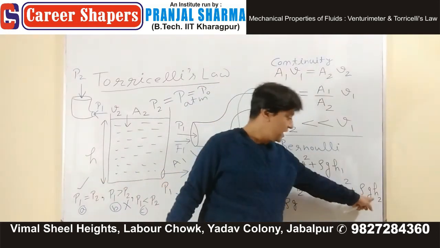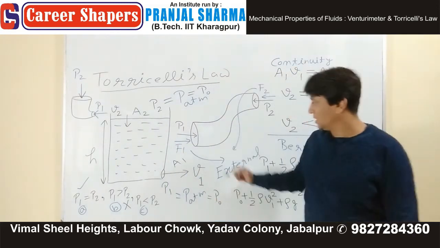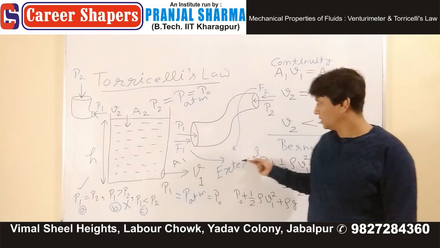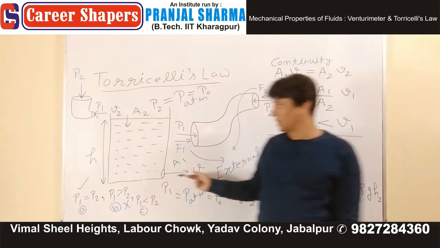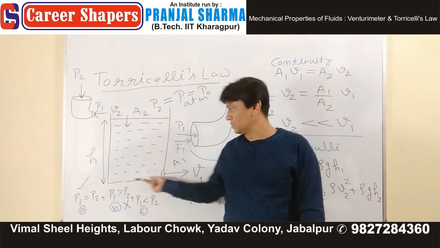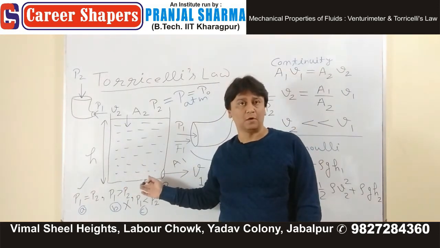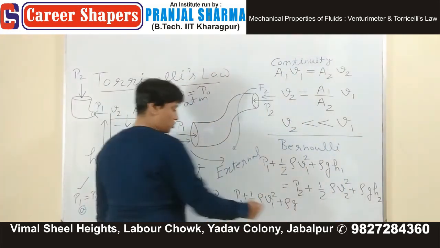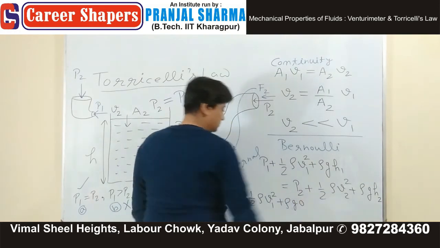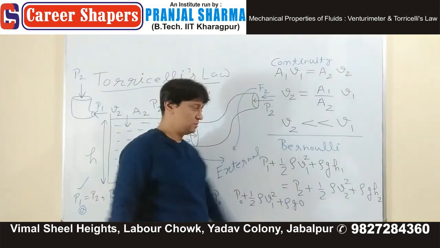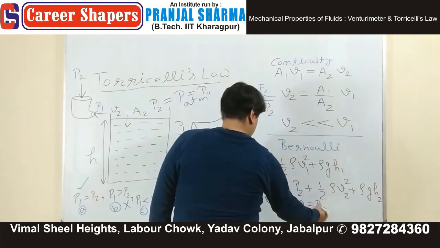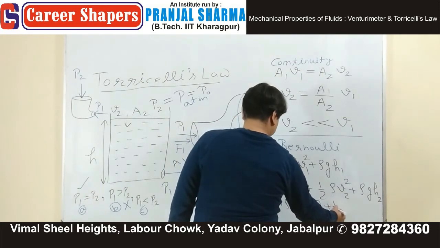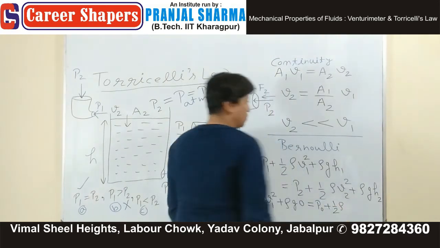When we take these H1, H2, what do we do? We define a ground level, and from that ground the height up to here. We said that this is our ground. If the bottom of the tank is the ground, then what is H1? 0. That's what I'm using. Rho G H1 is 0. This is H1. P naught equals P2 plus half rho V2 square.